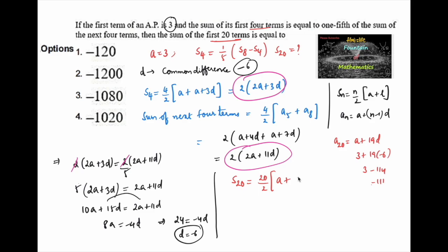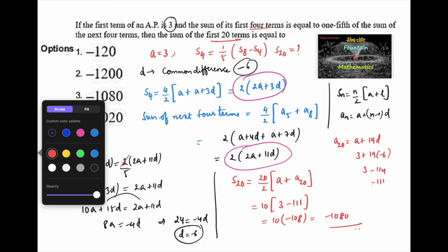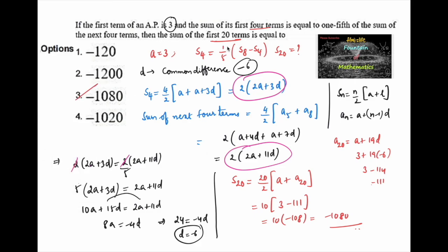So A plus A20 is equal to 3 minus 111, which is minus 108, and 10 times that is equal to minus 1080. So minus 1080, which is option C, option 3.